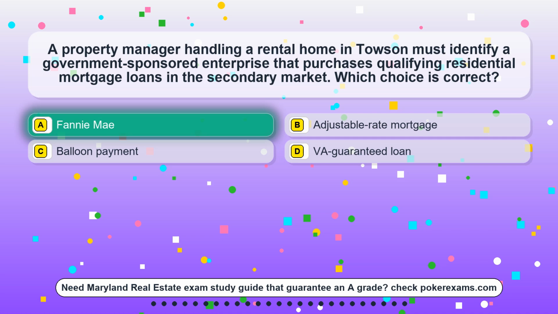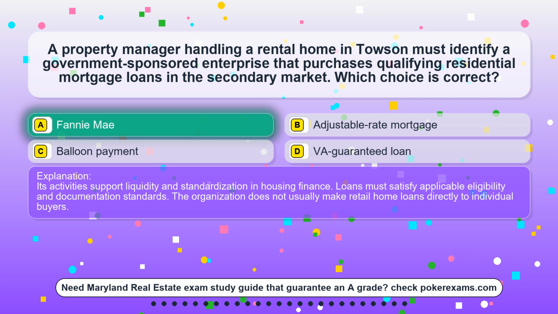The correct answer is option A, Fannie Mae. Its activities support liquidity and standardization in housing finance. Loans must satisfy applicable eligibility and documentation standards. The organization does not usually make retail home loans directly to individual buyers.